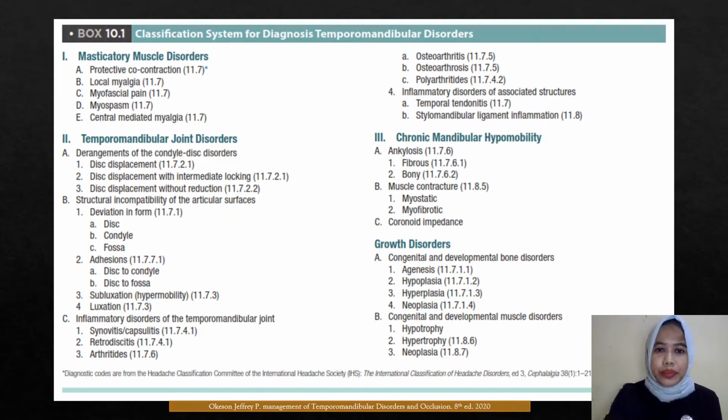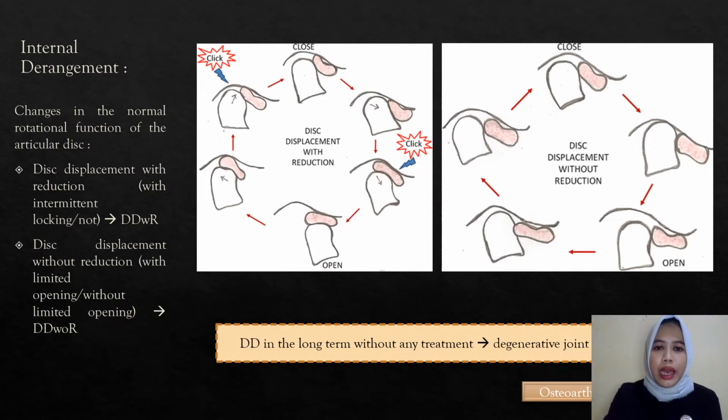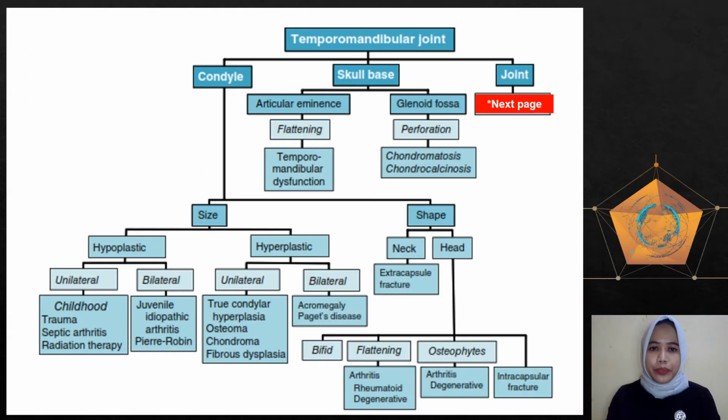This is the classification system for diagnosis of temporomandibular disorder from Jeffrey Okeson. We know that internal derangement consists of disc displacement with or without reduction. If any disc displacement is left untreated, it would become a degenerative joint disease, and in this case, it is osteoarthritis.